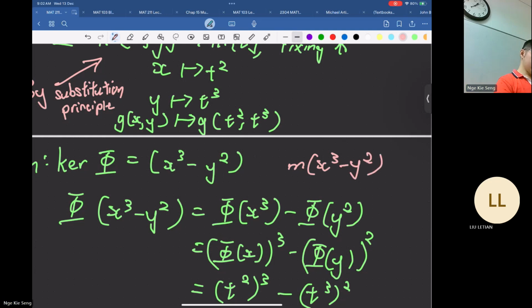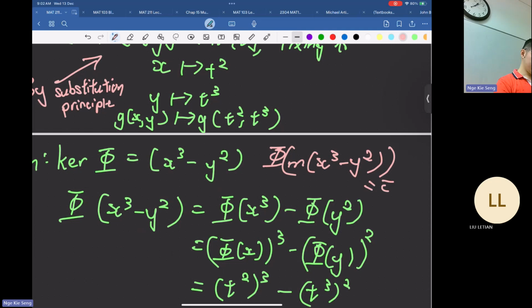Like this? You mean, is this in the kernel? So you just evaluate this with phi, right? Then what do you get? Phi of m times phi of s cubed minus y squared. Now the second thing always goes to 0. So 0 times anything is just 0.